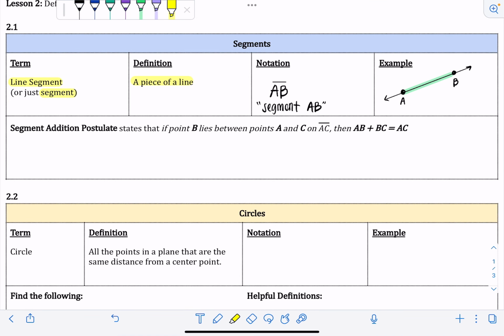Okay, moving down to the segment addition postulate. I'm just going to read it along. So it says, a segment addition postulate states that if point B lies between points A and C on segment AC, then the distance between A and B plus the distance between B and C is equal to the distance between A and C, which feels like a mouthful.